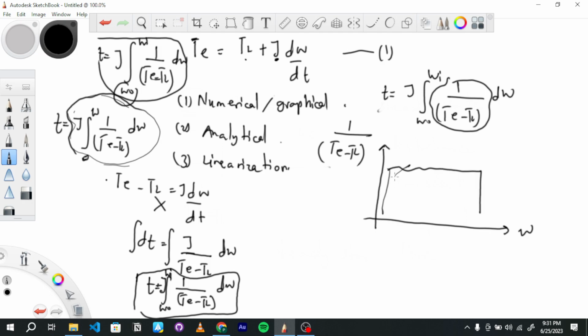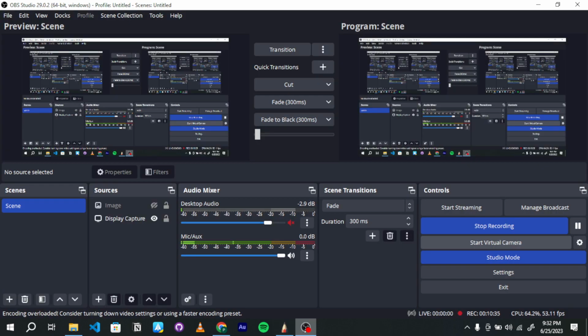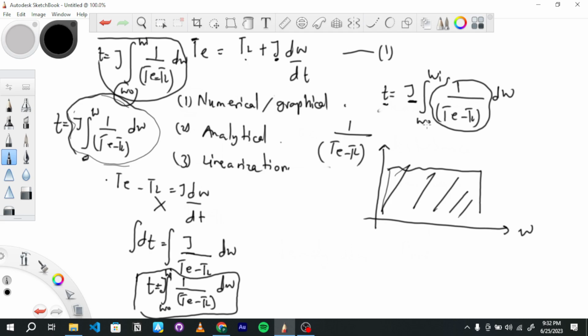this is the curve here, the area under this curve, and I multiply by this moment of inertia, I'll get a time. Does that make sense? Yes. Because we know that the area under a curve corresponds to the integral of the function. So the integral of this function is just the area under the 1 over TE minus TL and omega curve. So that's the first method we can use.